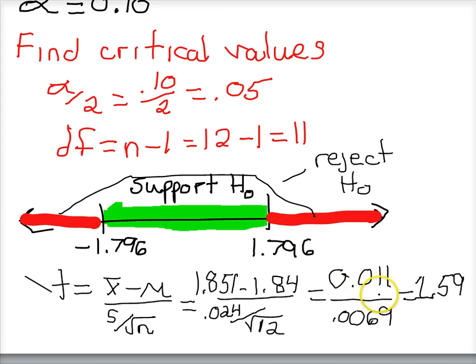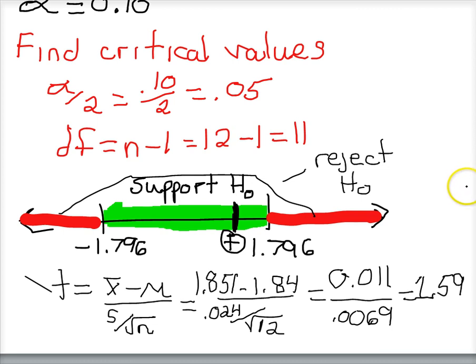Now that I have my test statistic, or t-value, I can compare that to my critical values. If you notice, and I were to graph the test statistic onto my little number line up here, the 1.59 value may fall somewhere about here. Here's my test statistic, or t. This is not in the rejection region. This is in the support the null hypothesis region. So we say the null hypothesis is not rejected.